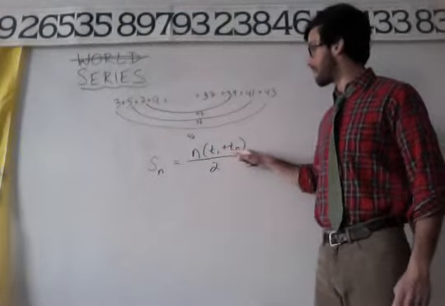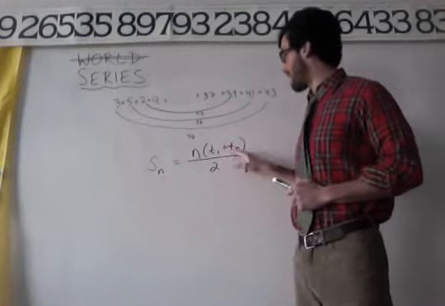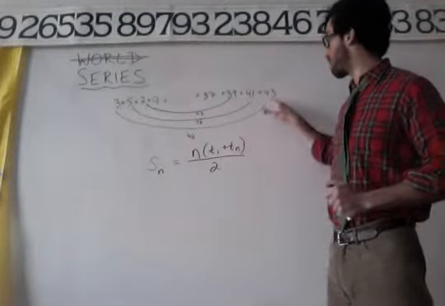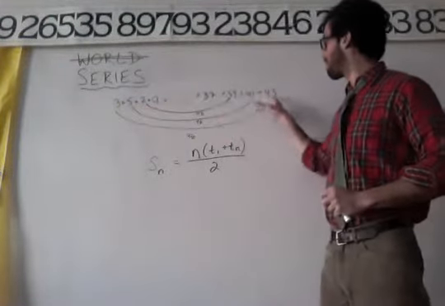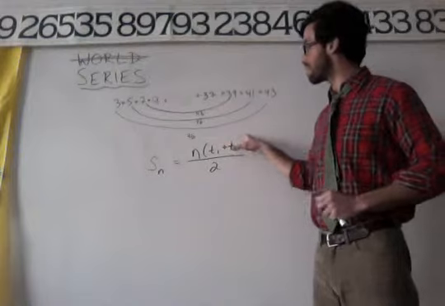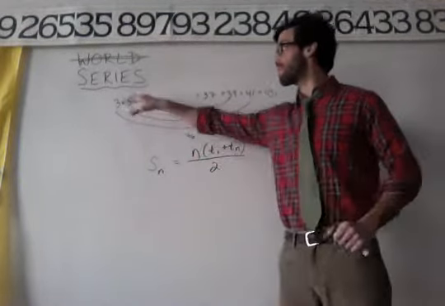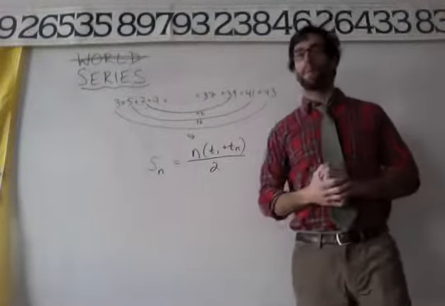So t sub 1 plus t sub n, well, think about it. T sub n in this case, n is 21, so t sub 21 is 43. So t sub 1, which is 3, plus 43 is 46. So here's your 46 in here, times n, times the number of terms you have, 21. So 46 times 21, but not quite.